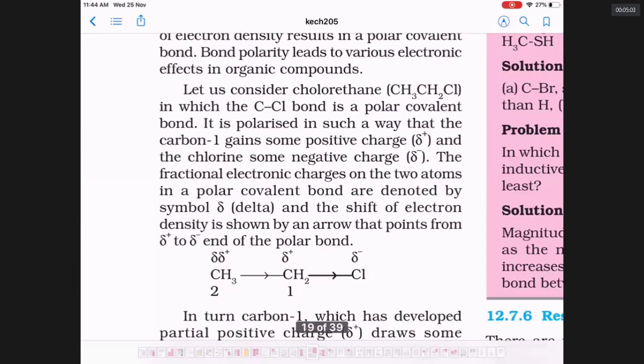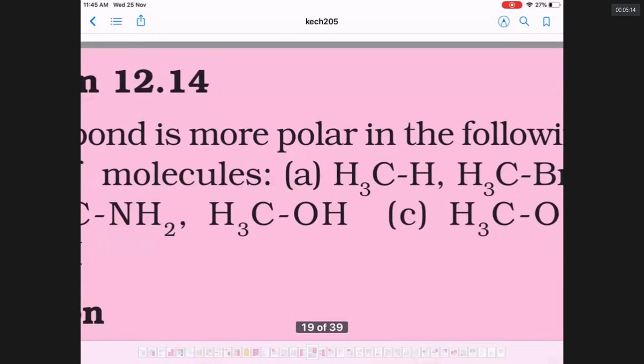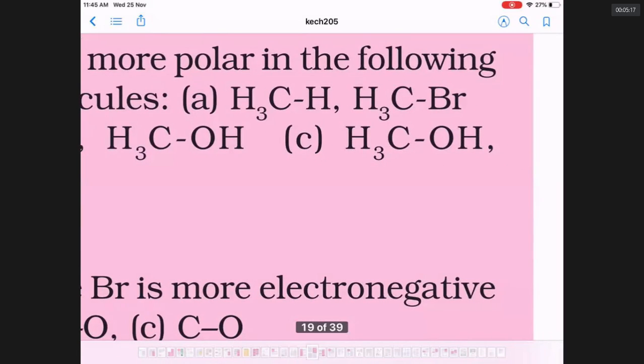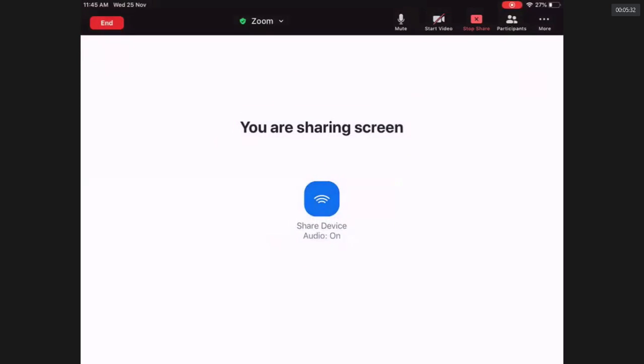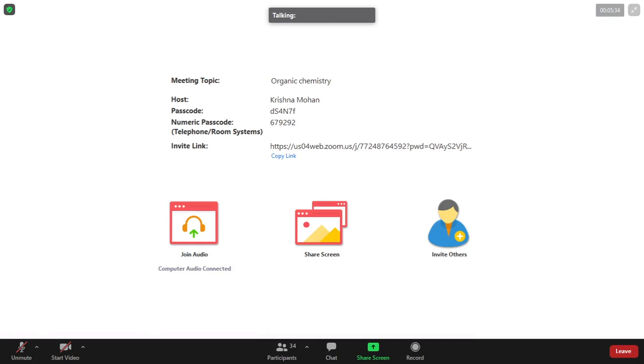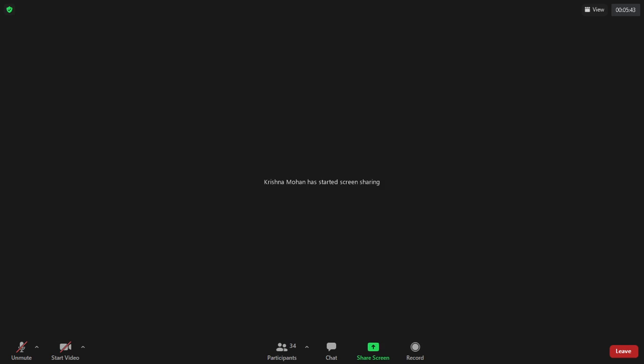Look at these examples. Which bond is more polar? CH3H or CH3Br? CH3Br, because Br is more electronegative.